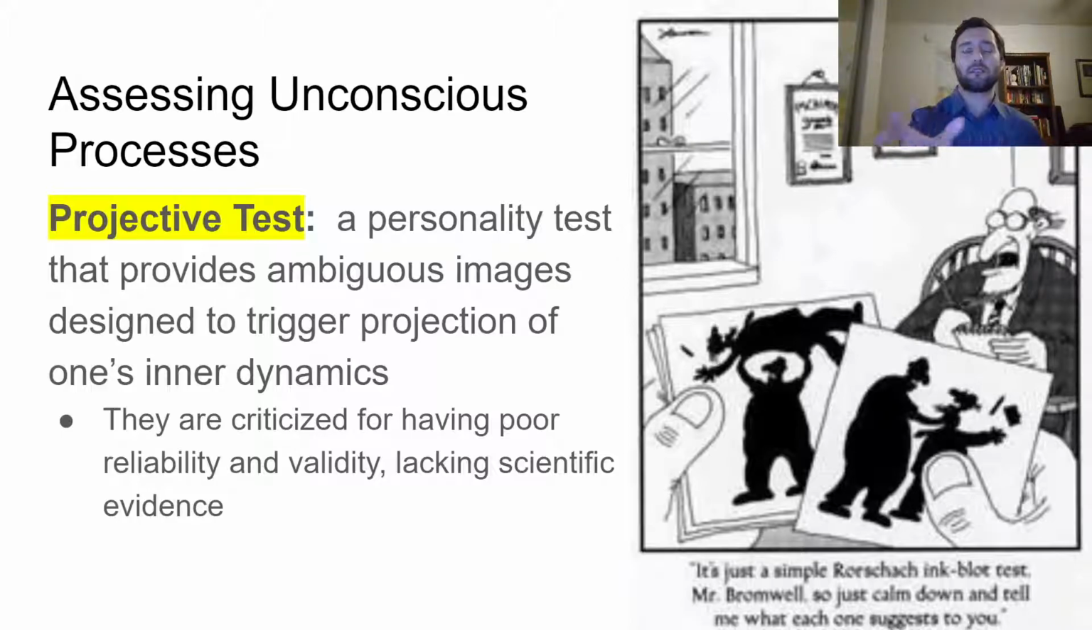Okay, and they don't necessarily, usually they're going to use images, but something ambiguous is going to be presented. And the idea is what they're supposed to do is allow you to project onto them, which will show your inner kind of mechanisms. Okay, so again, we're going to show you something that's ambiguous, and then you are going to project onto it, and that's really important, right?